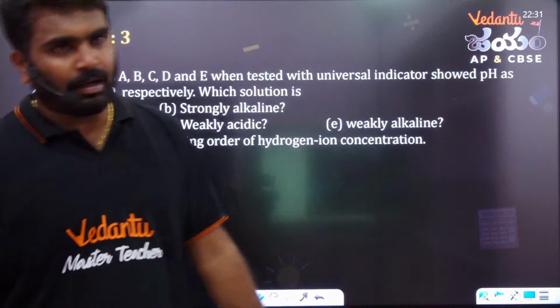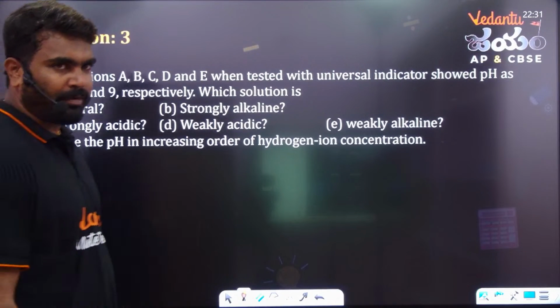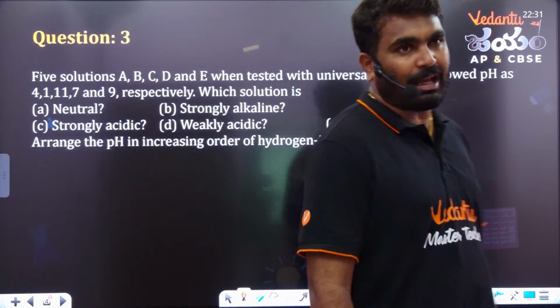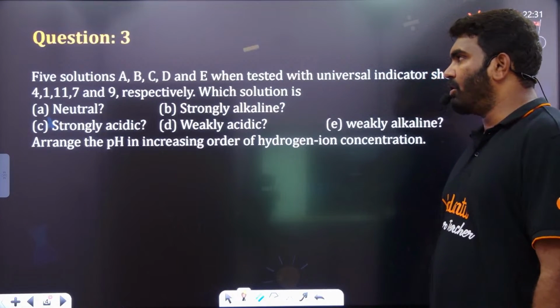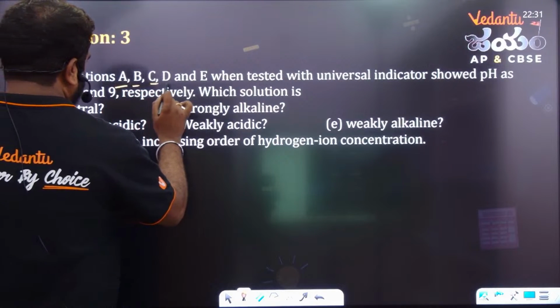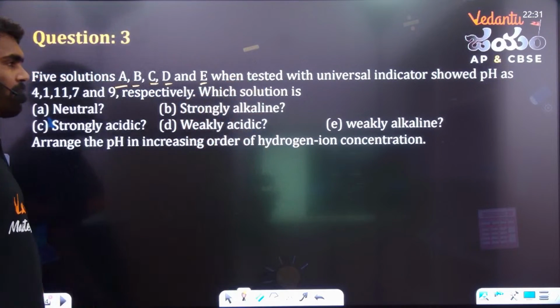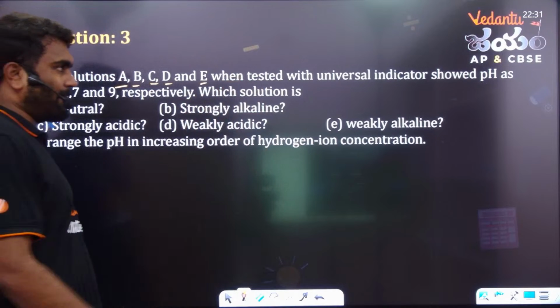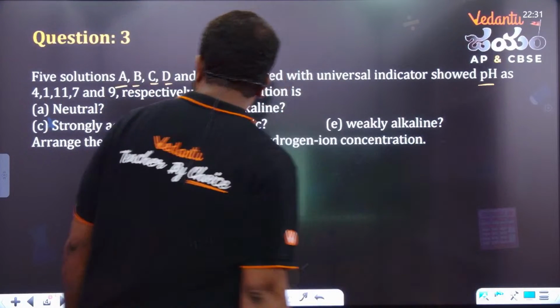Next question. This is a conceptual question, a concept based question, so we should think about it. There are 5 solutions, A, B, C, D, E. They are tested with universal indicator and show the pH.